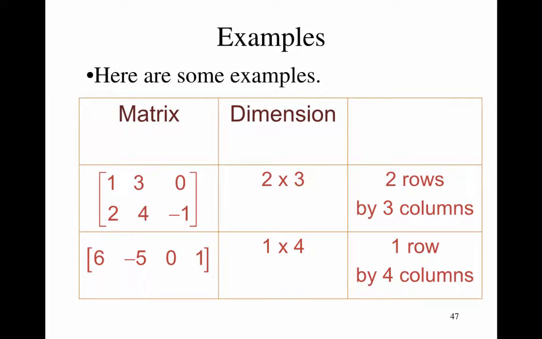So, for example, you may have a matrix that is 1, 3, 0, 2, 4, negative 1. That's a 2 by 3 matrix, which means you have 2 rows by 3 columns. Or you could have 6, negative 5, 0, 1. That's a 1 by 4 matrix, where you simply have 1 row and 4 columns. It's a list of data.